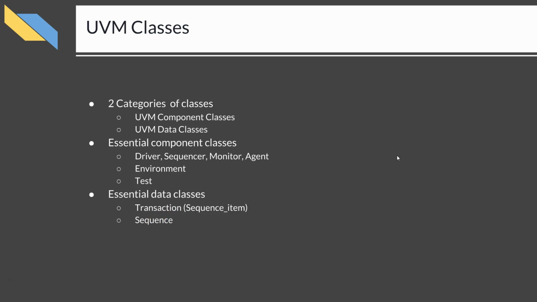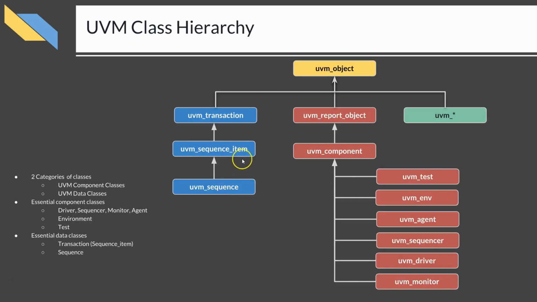Thus, when you are writing a UVM based test bench, all that you have to do is to write your own classes, which are extending from all these corresponding base classes. So in simple words, you need to write your own driver class, which is extending from the UVM driver, and you need to write an environment class which is extending from the UVM environment class, and so on. Before explaining all of them in detail, let's have a quick look at the UVM class hierarchy.